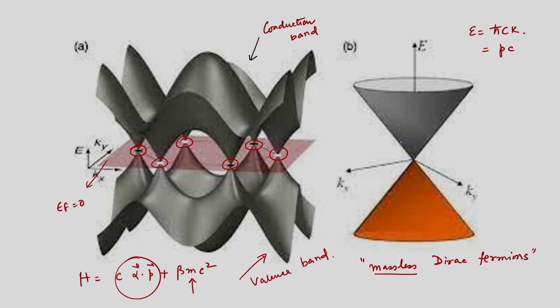So this is the conical dispersion that you see there. It's been also seen in experiments. Angle resolved photoemission spectroscopy shows this formation of Dirac cones. Now, because condensed matter physics deals with low energy properties of systems, we need to understand what is a low energy property for this particular Hamiltonian.